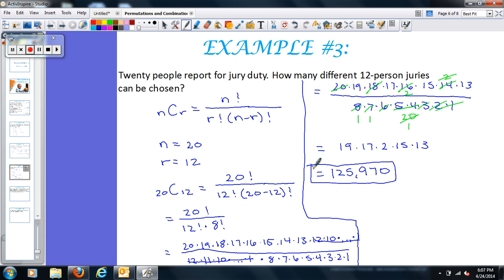Okay? So, out of those 20 people, how many different 12-person juries could I come up with? I could come up with 125,970 different 12-person juries. And now remember, I'm not taking 12 people at a time and keeping those 12 people out. I'm taking 12 people, I'm writing them down, putting all the people back. I'm choosing 12 different people. Okay? Some of them will overlap, but no jury is going to be identical to another one. There are 125,970 different 12-person juries.